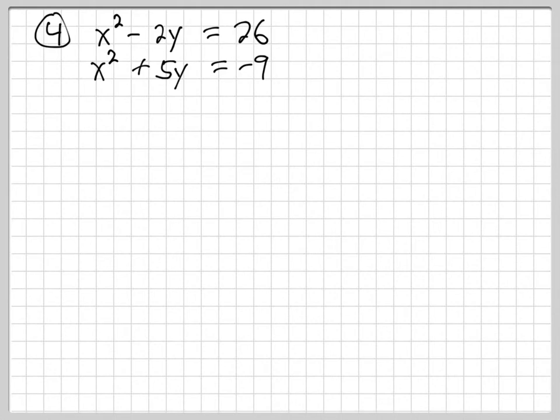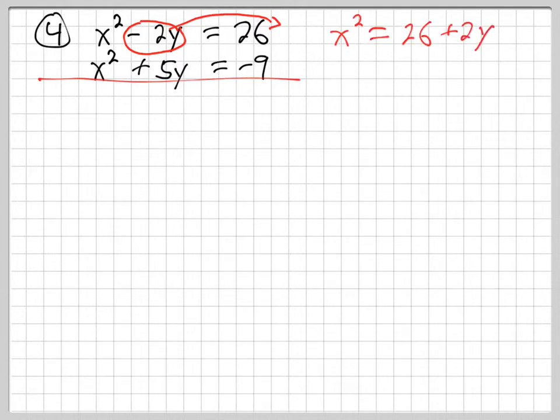Number 4. So on this one, I'm going to do the same thing, but I'm going to take this top equation, and what I'm going to do, I'm going to get x squared alone by jumping this minus 2y to the other side. So that becomes x squared equals 26 plus 2y. So the negative 2y jumps to the other side, becomes a plus 2y. And then I grab that, and I'm going to plug that in for x squared in the second equation. So again, I'm doing the substitution thing.